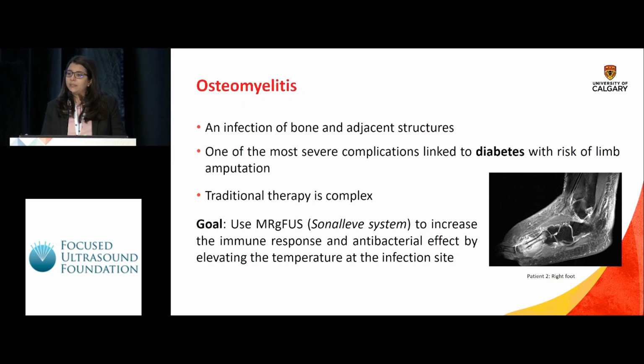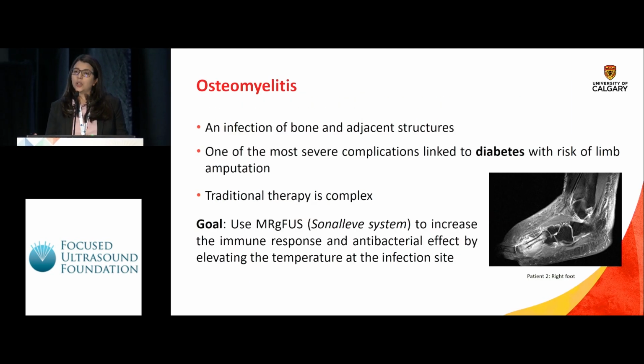So osteomyelitis is an infection of bone and surrounding structures that generates an abscess and significantly increases the risk of limb amputation. If we talk about diabetic patients, who have 10 to 20 times more chance of limb amputation worldwide, this disease is even more alarming. Traditionally, it is treated using a combination of antibiotics, bedside debridement, and surgical interventions when necessary.